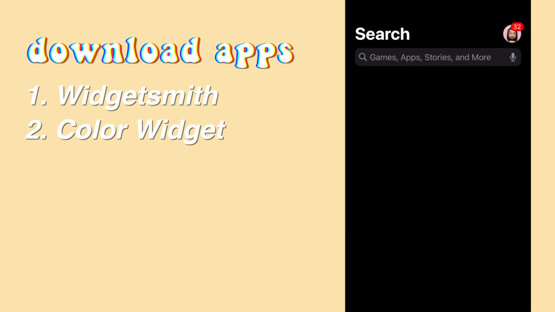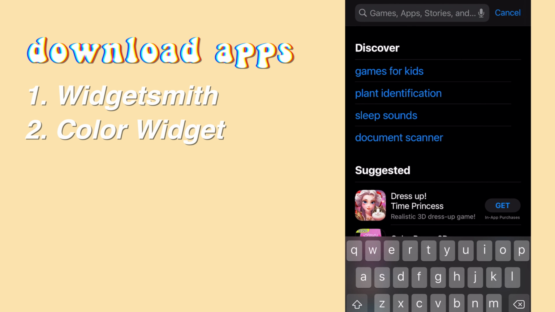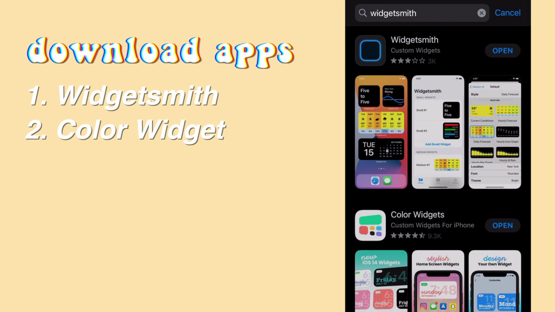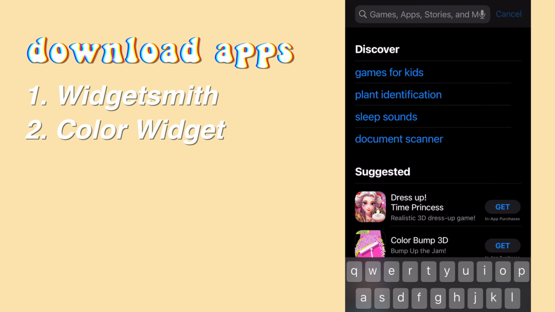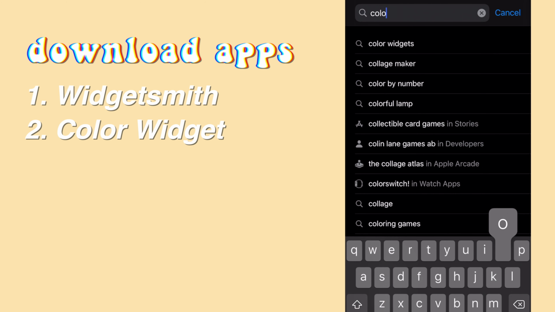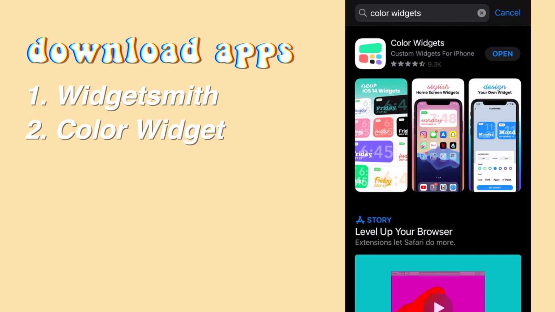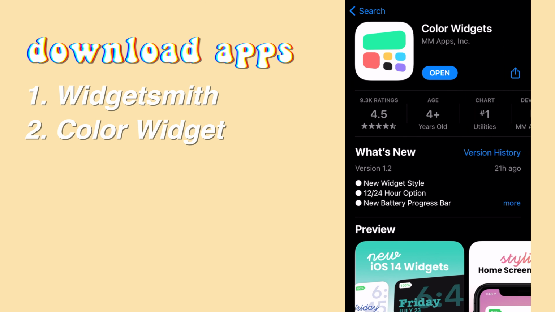Next, you'll want to download two apps, which is Widgetsmith and Color Widget. Widgetsmith is the app that will allow you to add widgets, which are those larger boxes you see on the screen. You can add photos, a calendar, step tracker, etc. And Color Widget allows you to have more colors for the larger time and battery widget on the first page.